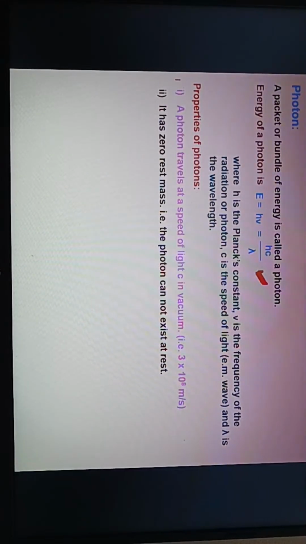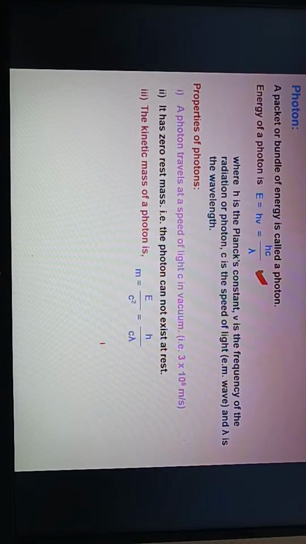A photon travels at the speed of light c in vacuum. It has zero rest mass, that is, a photon cannot exist at rest. Kinetic mass of photon is m equal to h by c lambda. What is the name of this equation? Sir, E is equal to mc square, Einstein relativity, mass energy relation. Okay, next.